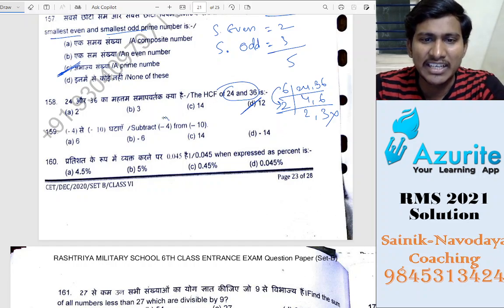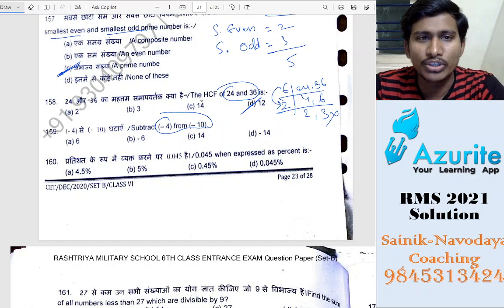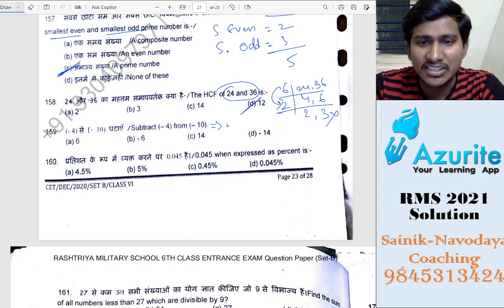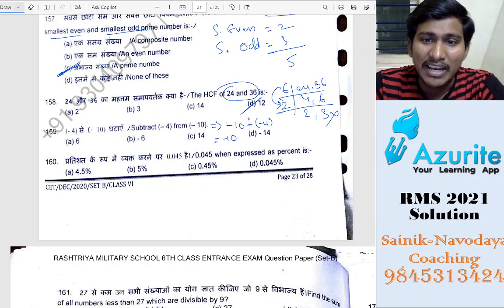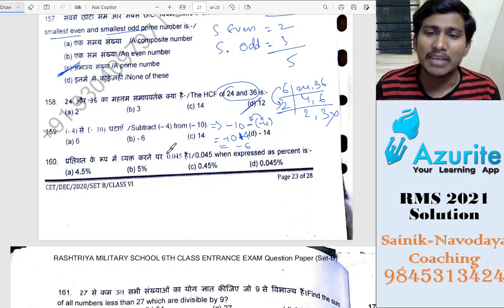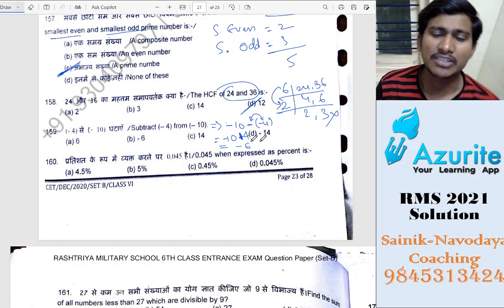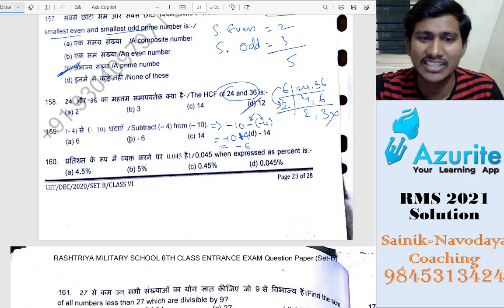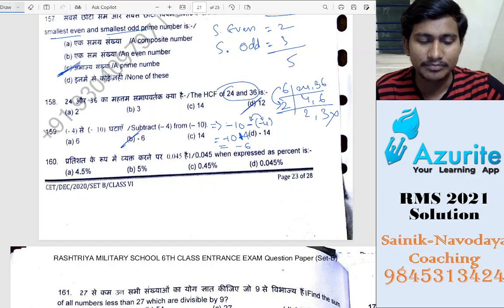Next, subtract minus 4 from minus 10. So how do we do that? This is how you have to write it: minus 10 minus of minus 4. So now minus 10 is there. Minus into minus will be plus 4. So what will be the answer? Minus 6, because minus into plus is minus. So 10 minus 4 is 6, but the bigger number is 10, so we have to take the bigger sign. So minus 6 is the answer, option B. Okay? Understood?